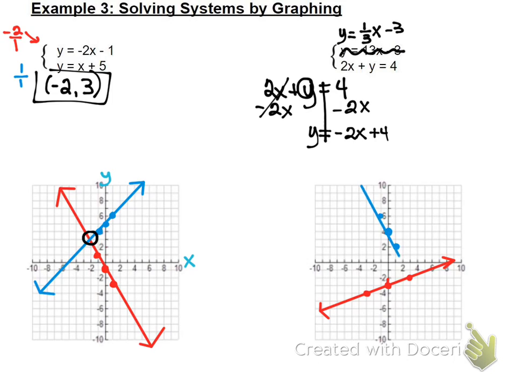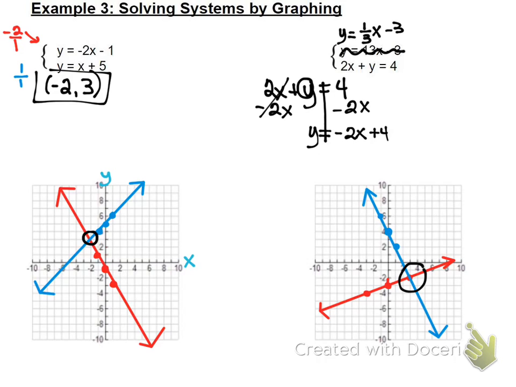Now, do you think it intersects every single time? Do you think that when we go to solve systems of equations by graphing that your lines will always intersect? Not necessarily, but what kind of lines wouldn't intersect? What kind of lines never intersect? Okay, so parallel.